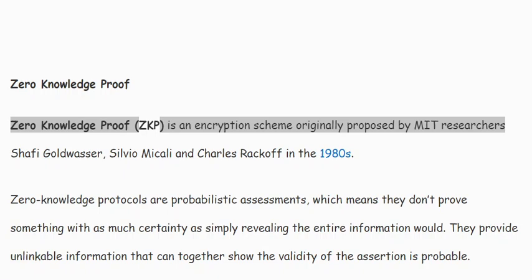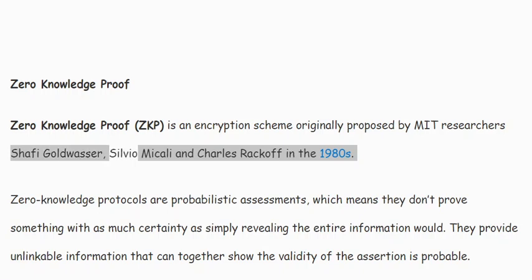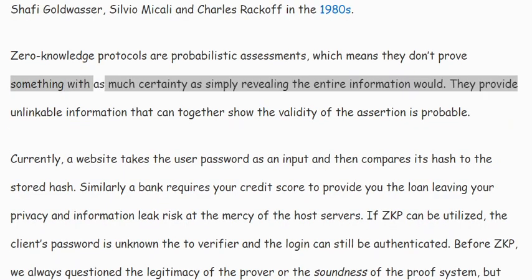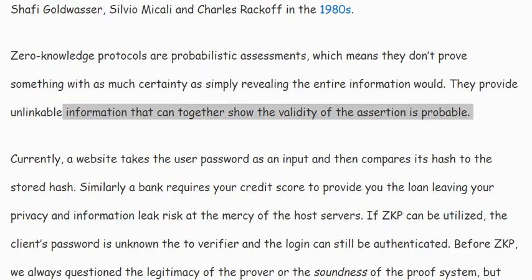Zero-knowledge proof, ZKP, is an encryption scheme originally proposed by MIT researchers Shafi Goldwasser, Silvio Micali and Charles Rackoff in the 1980s. Zero-knowledge protocols are probabilistic assessments, which means they don't prove something with as much certainty as simply revealing the entire information would. They provide unlinkable information that can together show the validity of the assertion is probable.